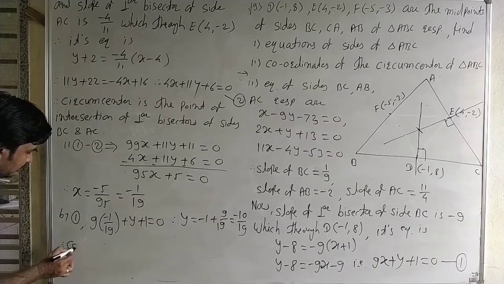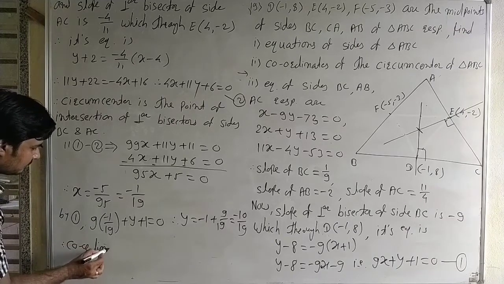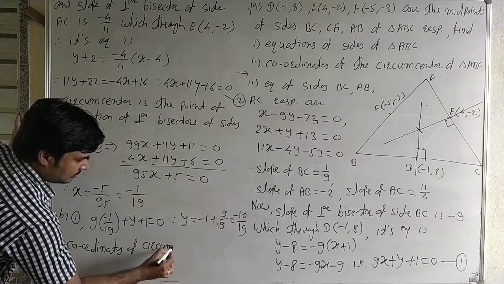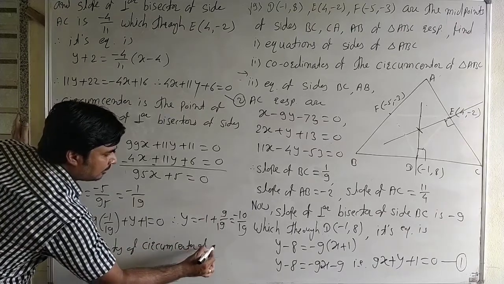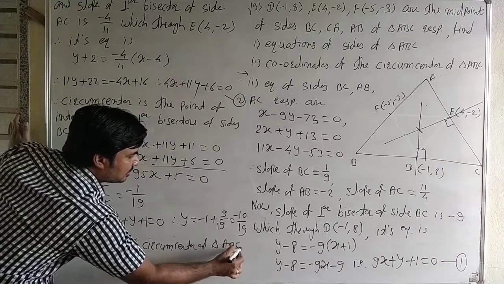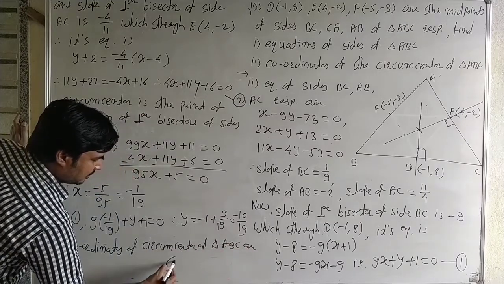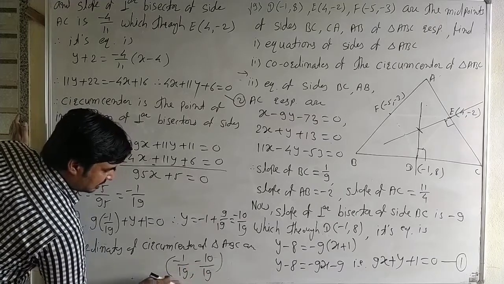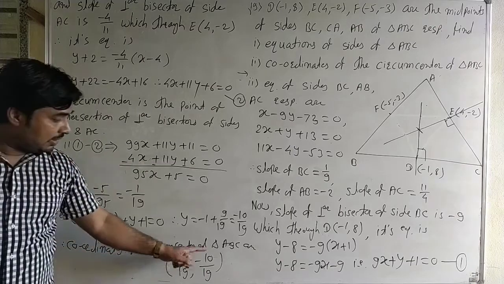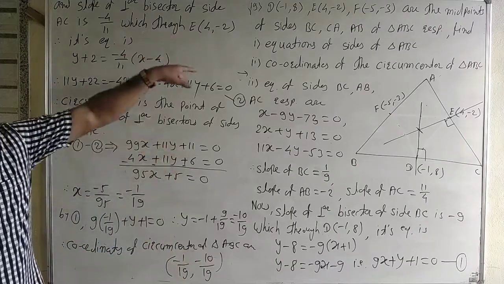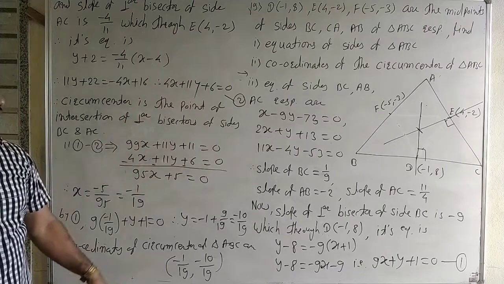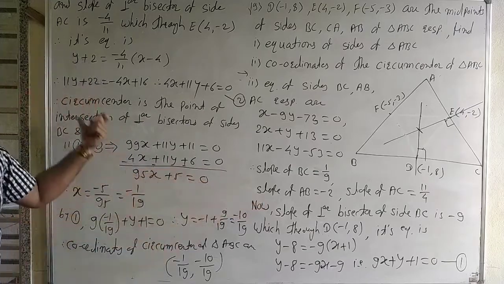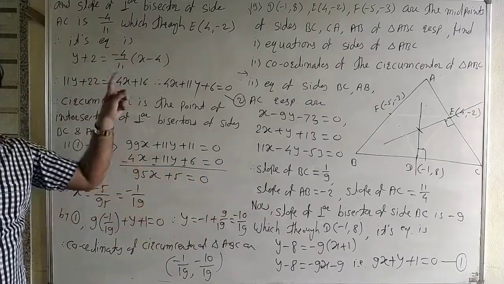And therefore the coordinates of the circumcenter of triangle ABC are minus 1 by 19 and minus 10 by 19. It is the coordinate of the circumcenter. See carefully all here. We have used the concept of a perpendicular line and a passing point for the equation of a line. See carefully all this.